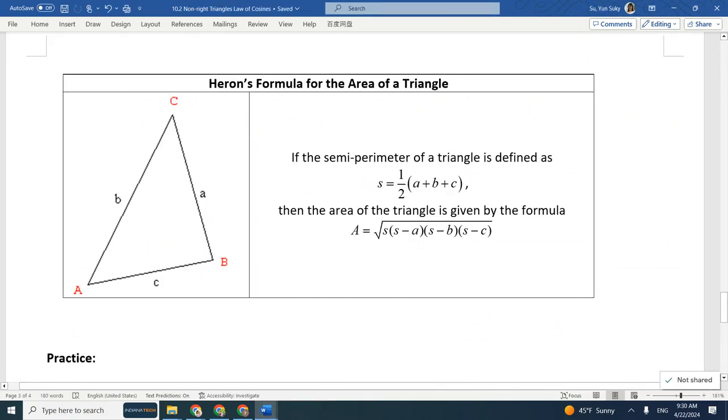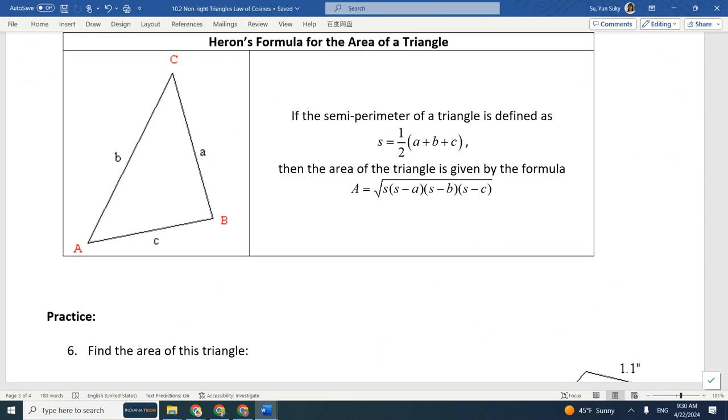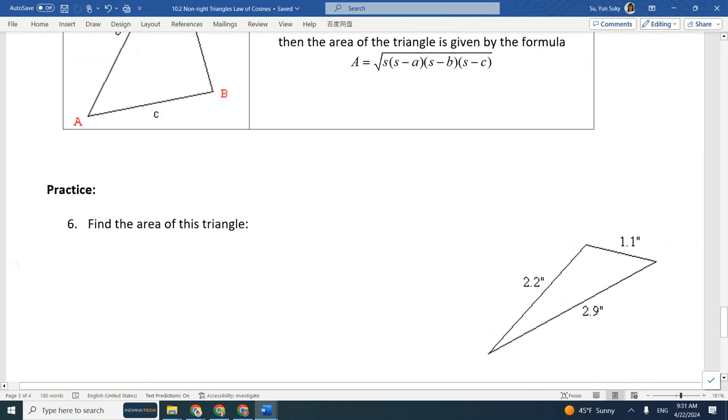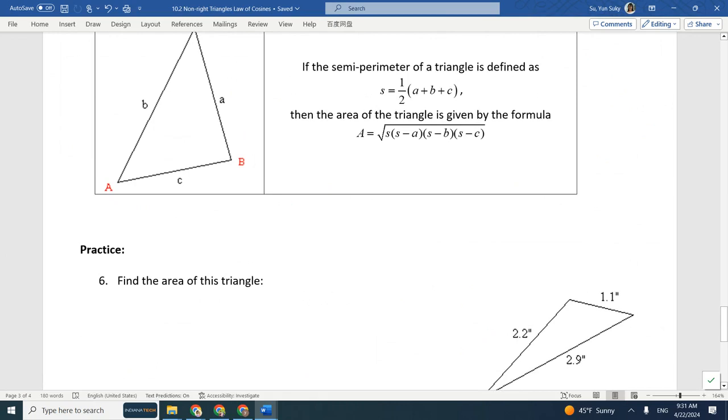Okay, so let's look at this problem. This formula is called Heron's formula for the area of a triangle. So we first compute the semi-perimeter of the triangle. And then your area is going to be the square root of the semi-perimeter s times s minus a times s minus b times s minus c. Okay, so this is the formula. And let's look at the following.